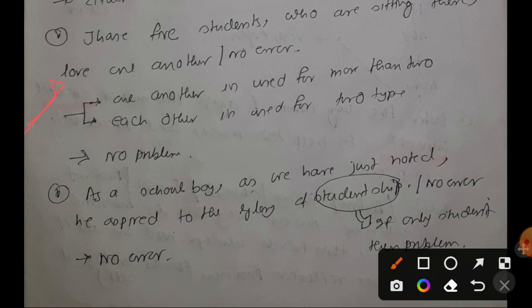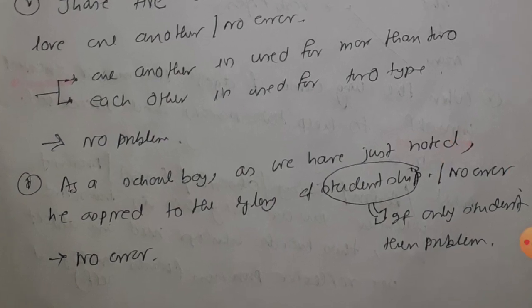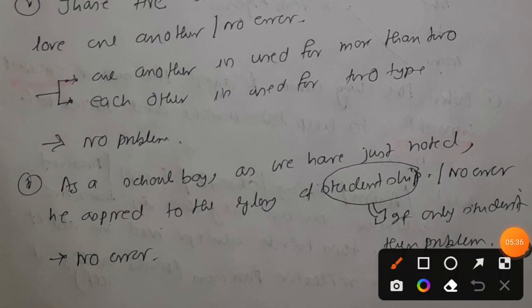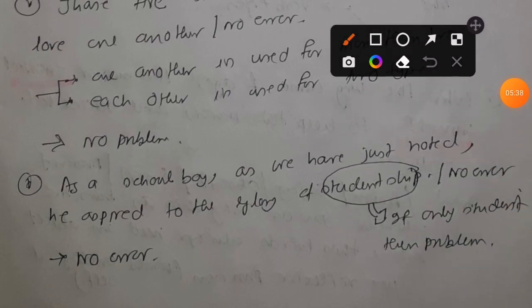Now let's come to the next one. As a schoolboy, as we have just noted, he aspired to the glory of studentship. You have to find the error. It is kind of a poetic line, so you have to read the question very patiently. As a schoolboy is one part, meaning when he was a student, in his school life. As we have just noted, here we means the poet.